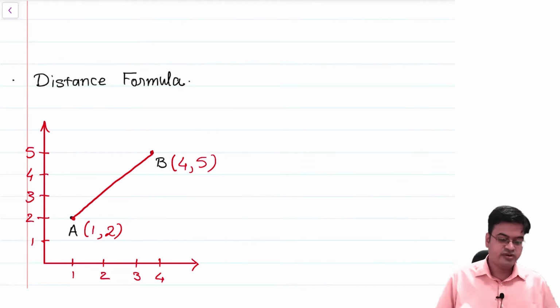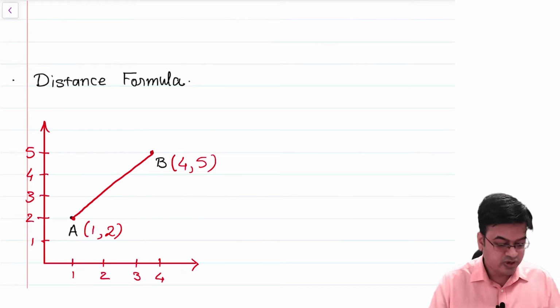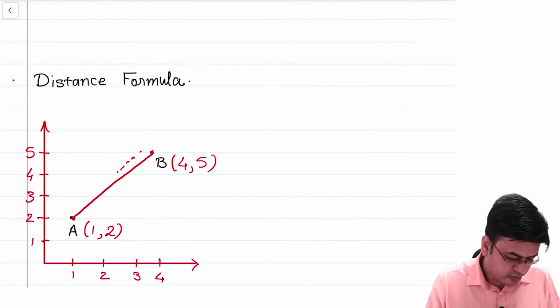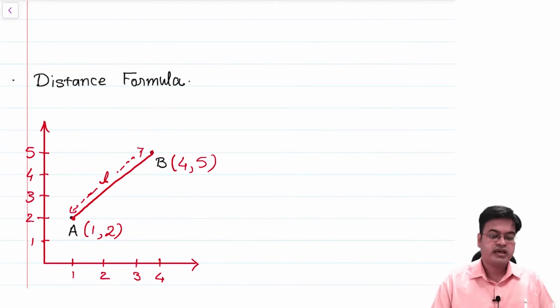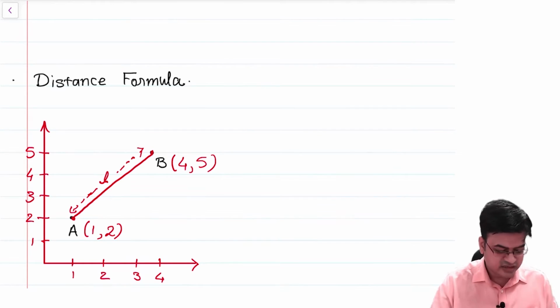Now I want to have an estimate in terms of length, in terms of a single number for this particular line. That means I want to identify what is the length of this particular line. So let us say it is L. L is the length of this particular line, which is the distance of AB. How will I estimate this distance? This is what we have covered in the third video.